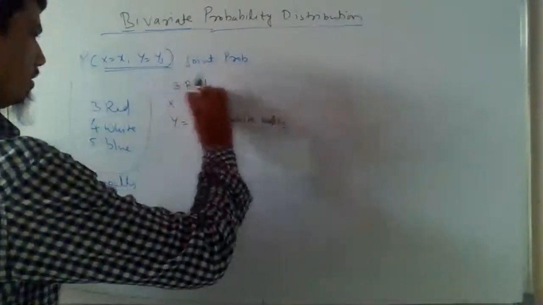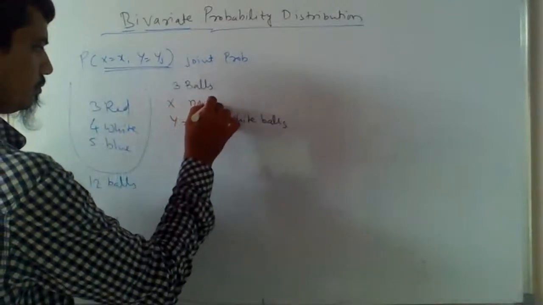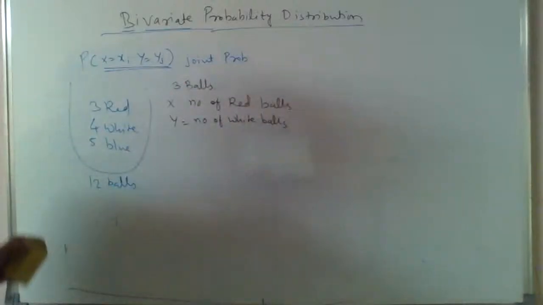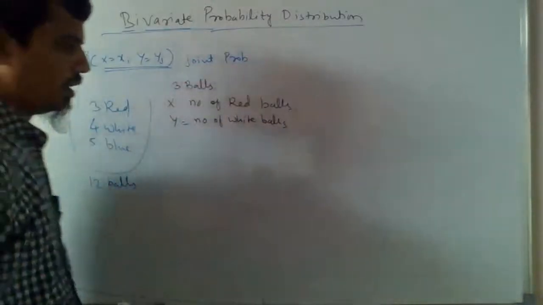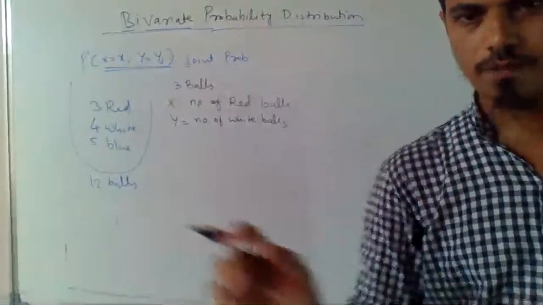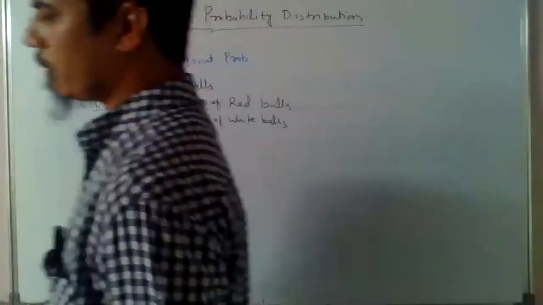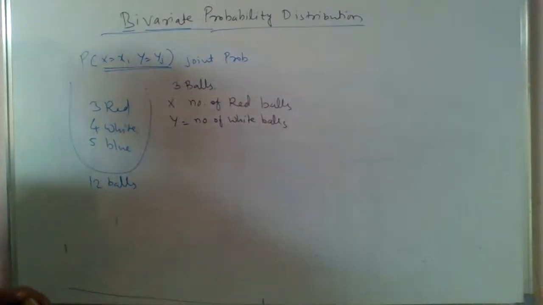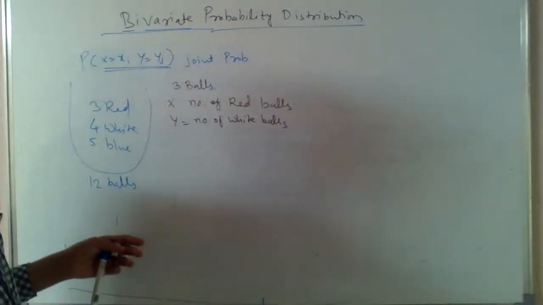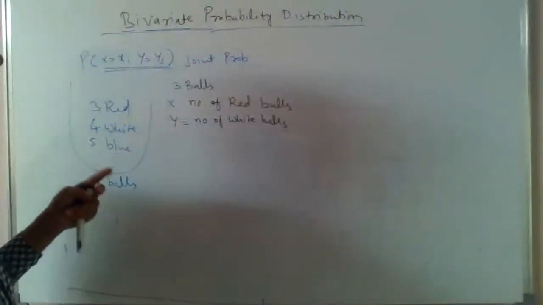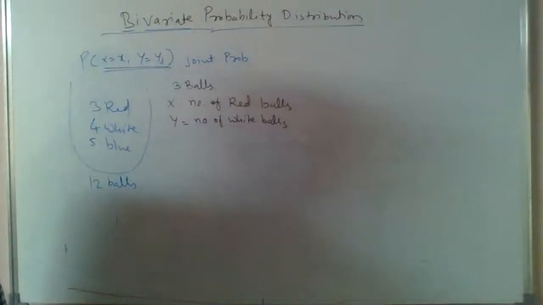X is a random variable which denotes the number of red balls, and Y denotes the number of white balls. Our aim is to calculate the probability that the three balls selected are all blue, or all three are red, or all three are white, or one is blue, one is red, whatever the various combinations.